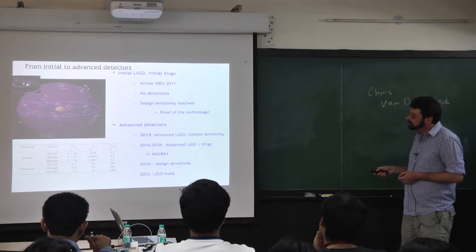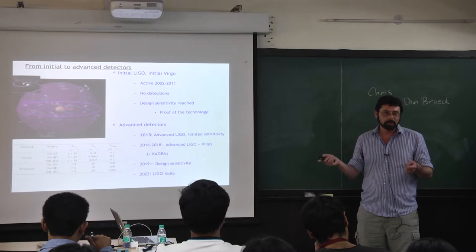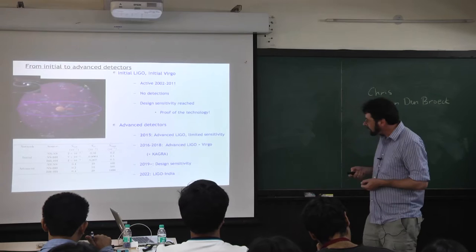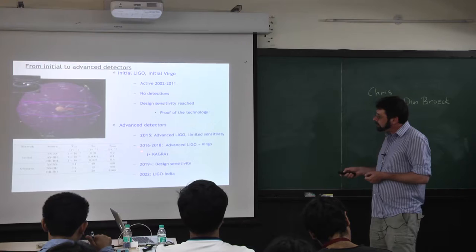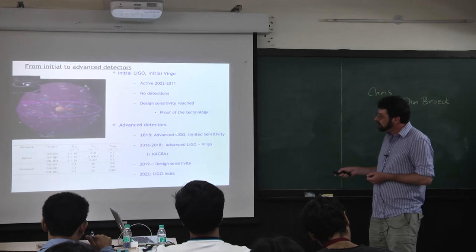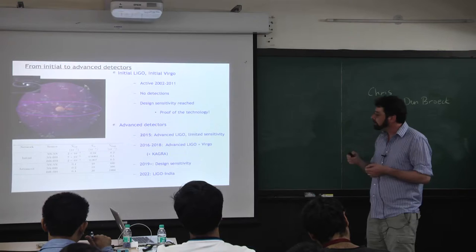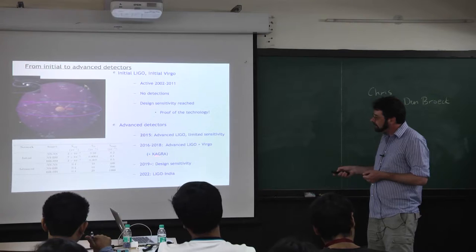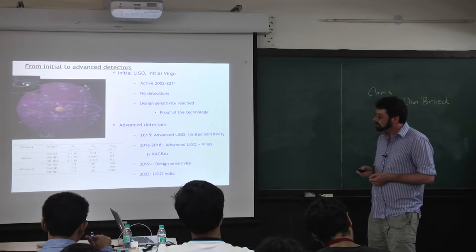Starting September 2015, for a period of 3 months, there will be an actual science run, not at full sensitivity. And it will only involve the two advanced LIGOs. But then in the next year, advanced LIGO will probably be joined by advanced Virgo. So that will be the second science run. It will be about 6 months in the year 2016, 2017. And then towards 2018, KAGRA hopefully can join. Towards 2019, we hope to get design sensitivity. And then a bit later on, LIGO India will join.